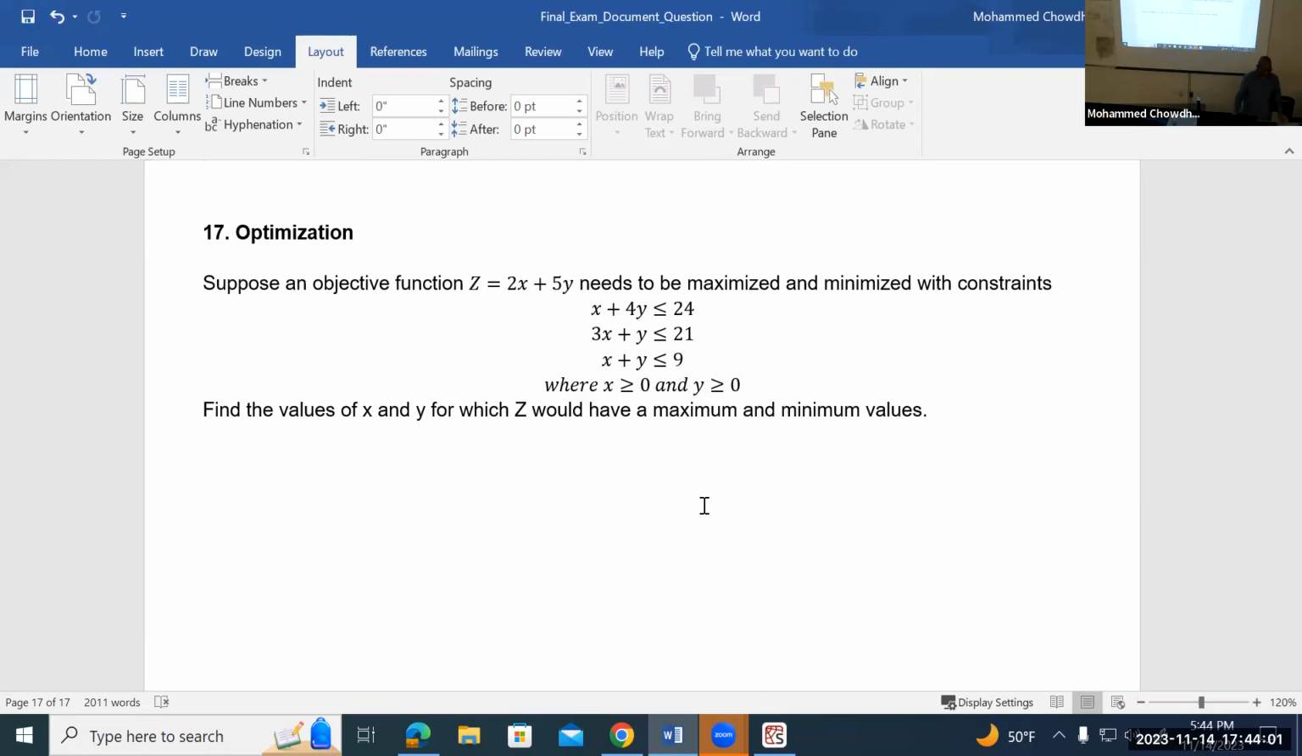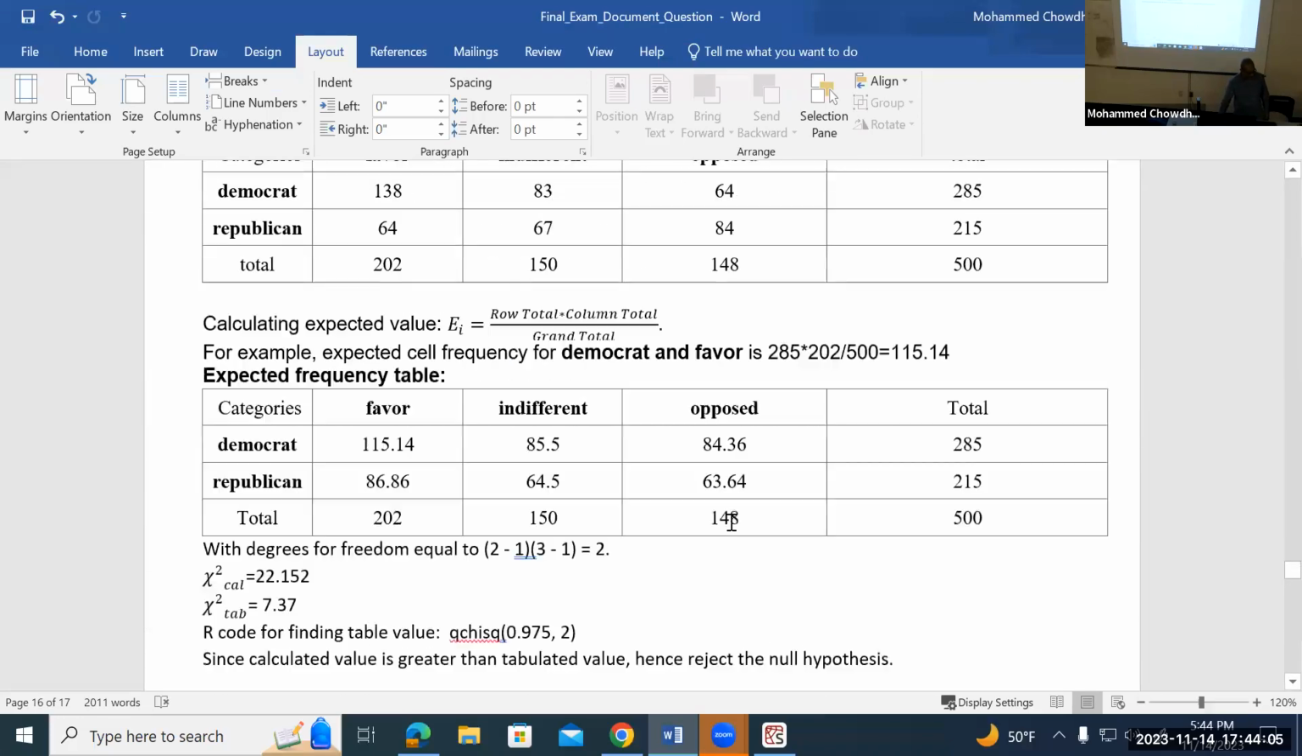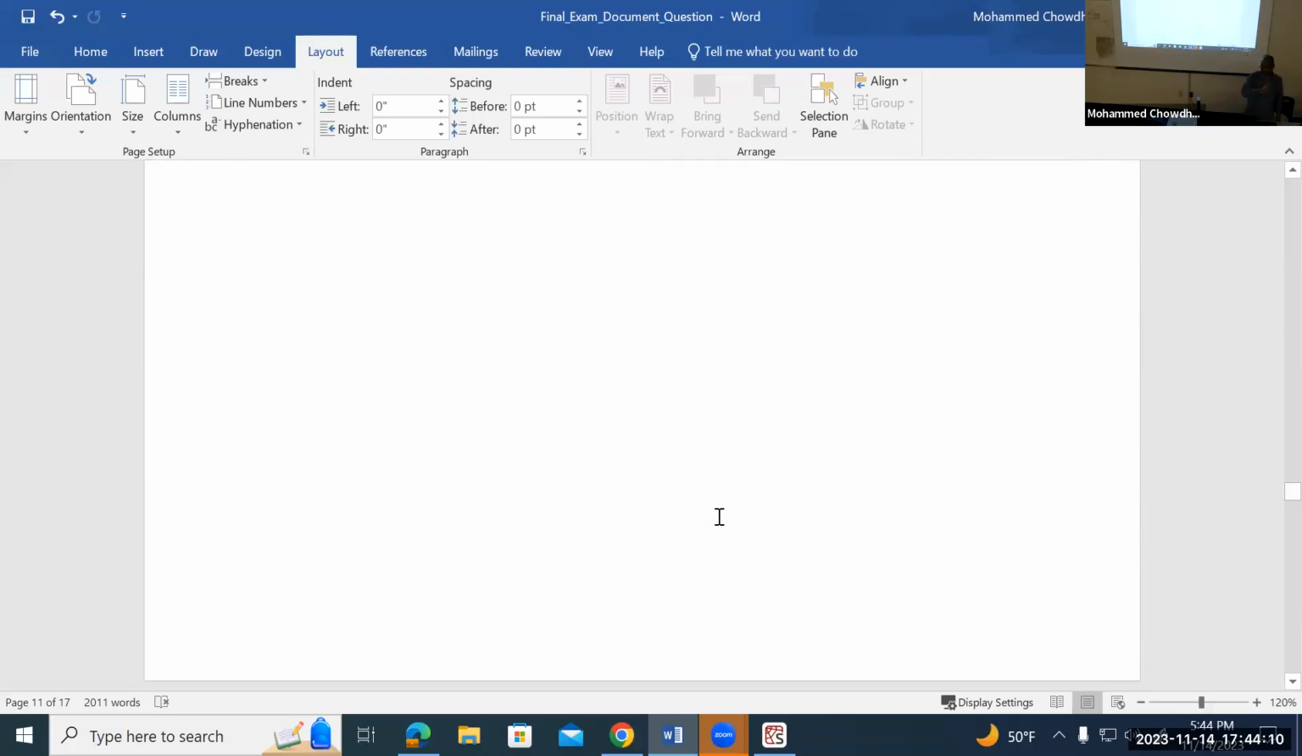Okay, and these are the documents, all the final exam questions coming for your final. See, I give you all the material portion by portion, part by part, so that you can focus on that, you can learn something.